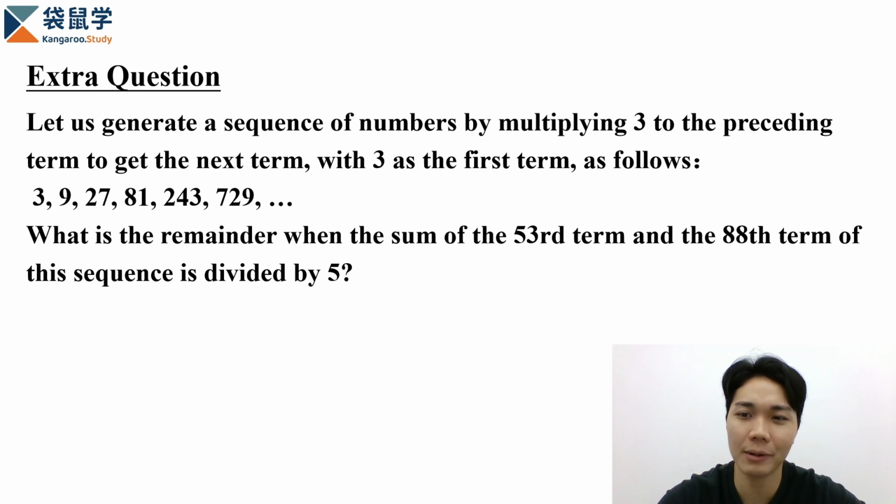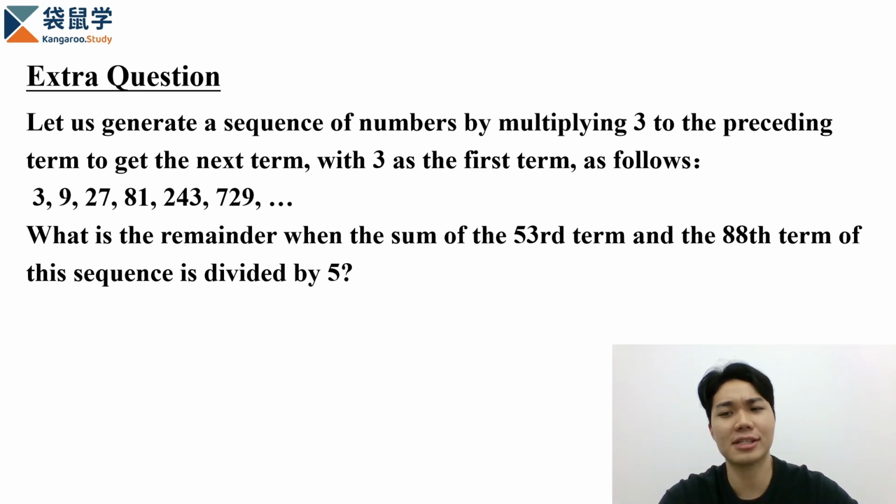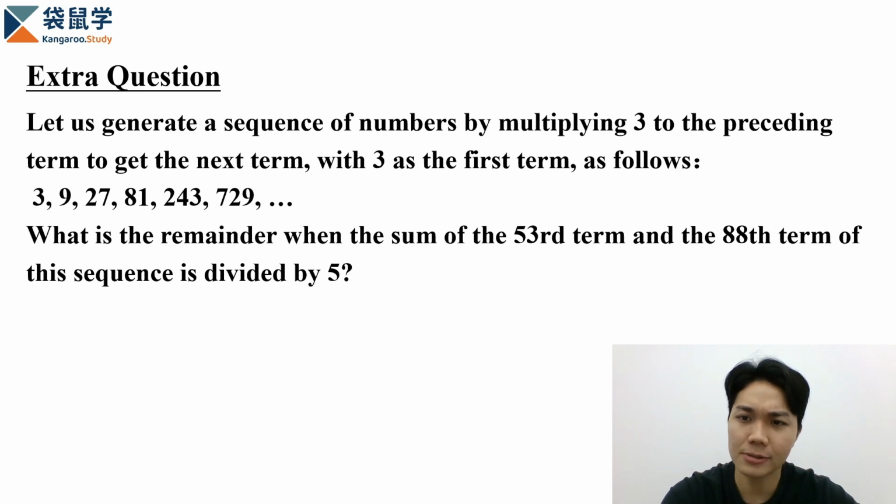Let's test if you remember what we've learned. So you can have a look at this question. Let us generate a sequence of numbers multiplying by 3 to the preceding term to get the next term, with 3 as the first term, as follows: 3, 9, 27, 81, 243, so on and so forth. What is the remainder when the sum of the 53rd term and the 88th term of this sequence is divided by 5? So this question is quite similar to the previous one, right? Just that we are changing some of the numbers. So let's see if you can solve it.